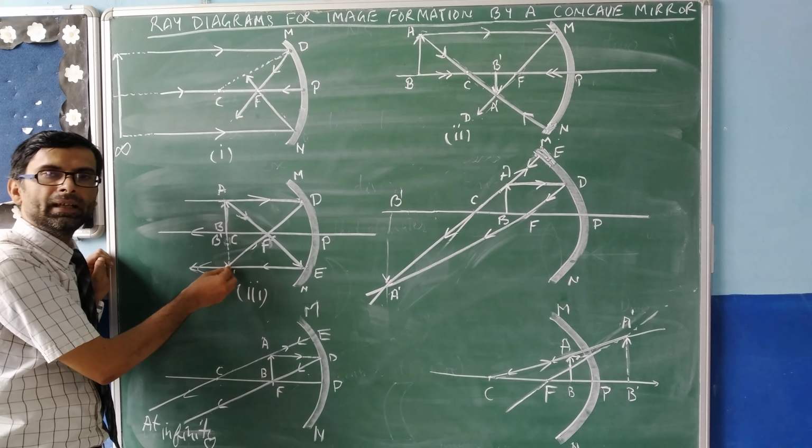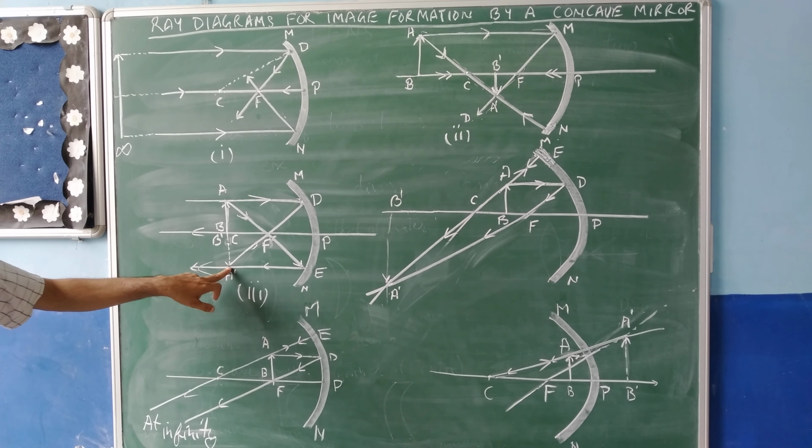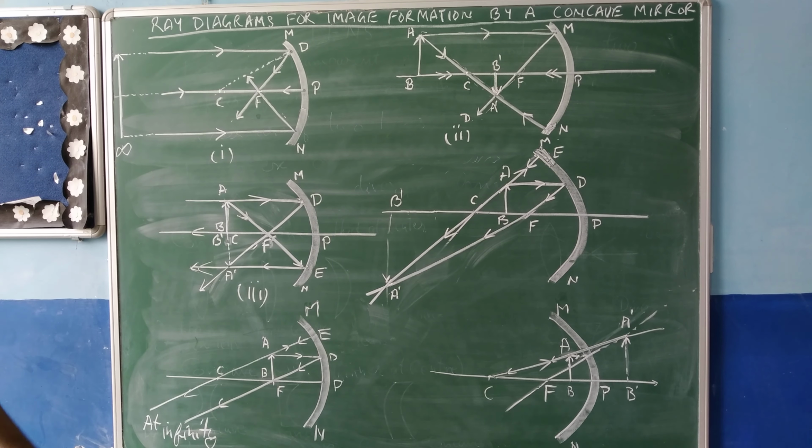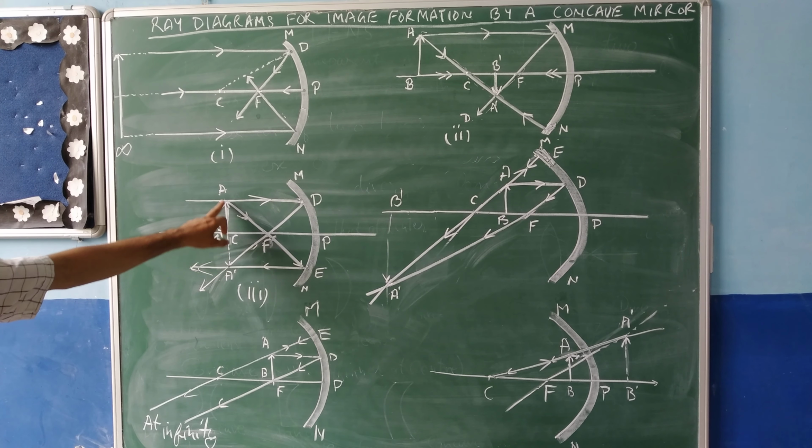The point where they intersect here, they intersect here. Means again the location. This diagram is complete. Now we can infer our position of the image, size of the image, and the nature of the image. Position of the image is exactly at the center of curvature.